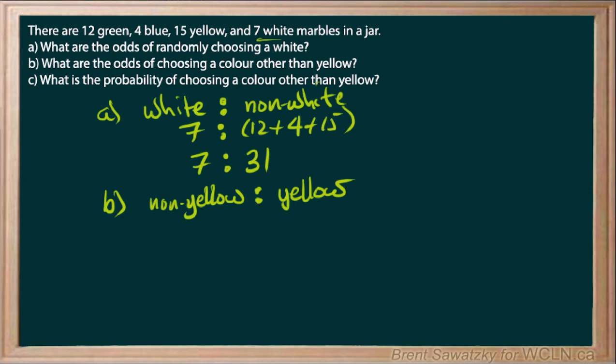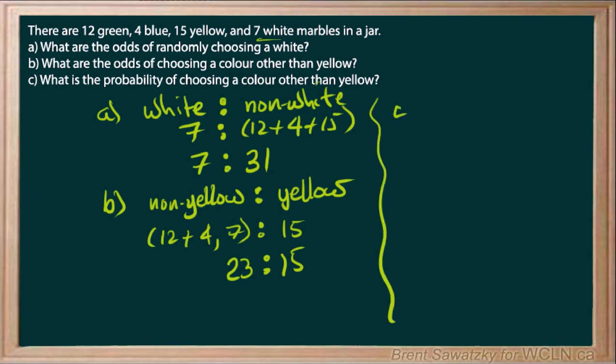So the non-yellows, well, that would be the 12 greens, the 4 blues, and the 7 whites. And then the yellows, of course, would just be our 15 yellows. So we add everything up on the left, the non-yellows, and we end up with 23 and 15 on the right. Okay, so on to C.